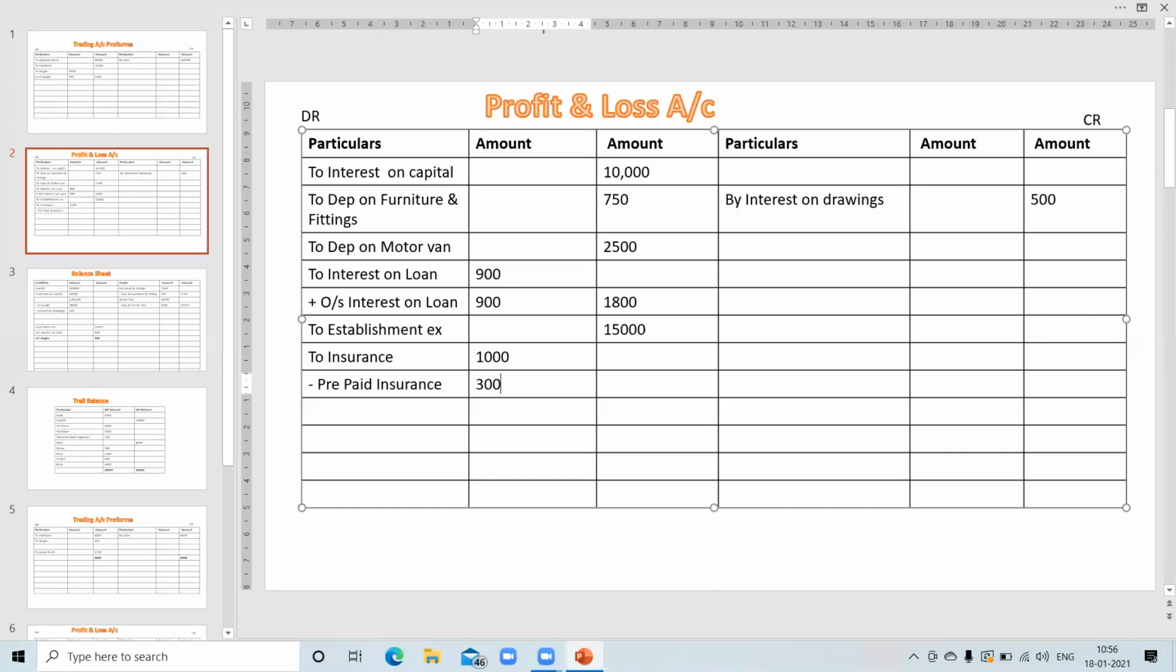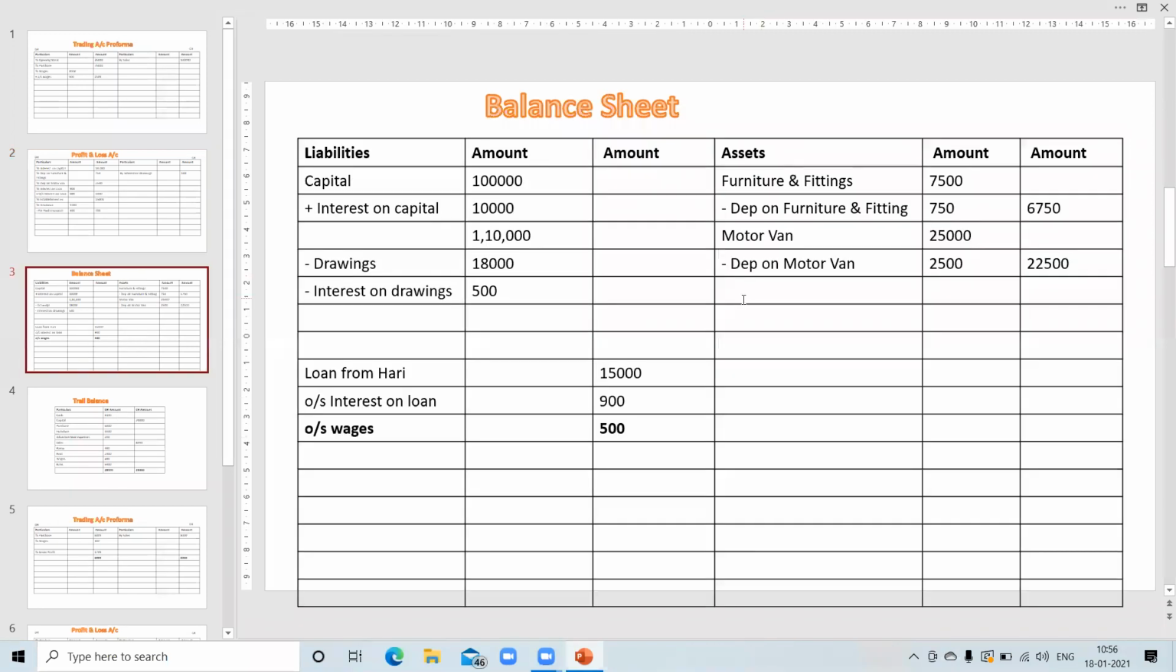Prepaid insurance. So 300 rupees minus, and the remaining balance will be posted in the outer column, 700. Again, every adjustment is covered two times, as prepaid insurance.